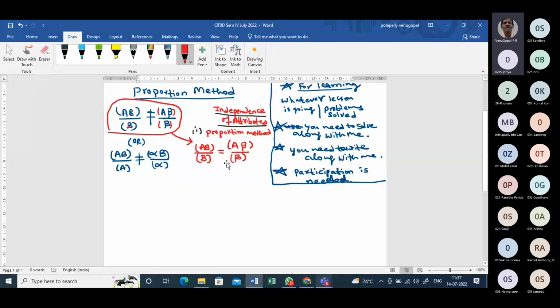Previously we wrote AB not equal to A into B by N. Is it the same thing, sir? No, that is another formula. That is an alternative formula. It will come in criteria 2. Okay, I'll tell you that also. Give me some time.